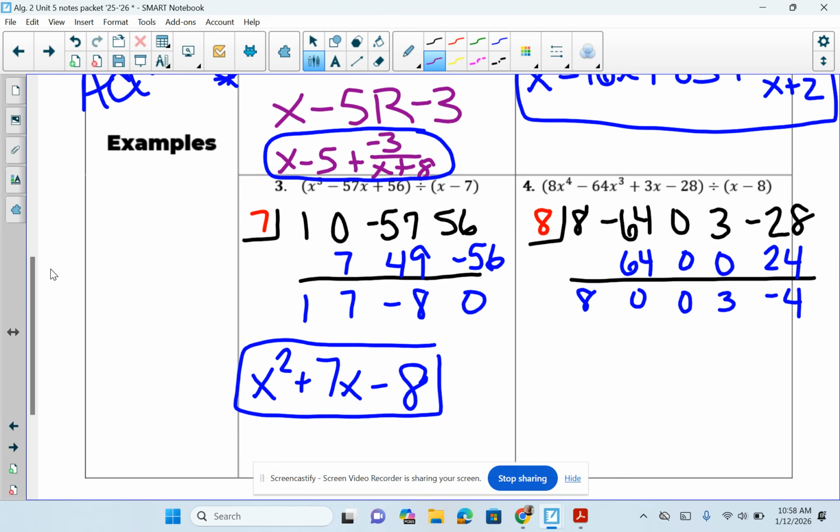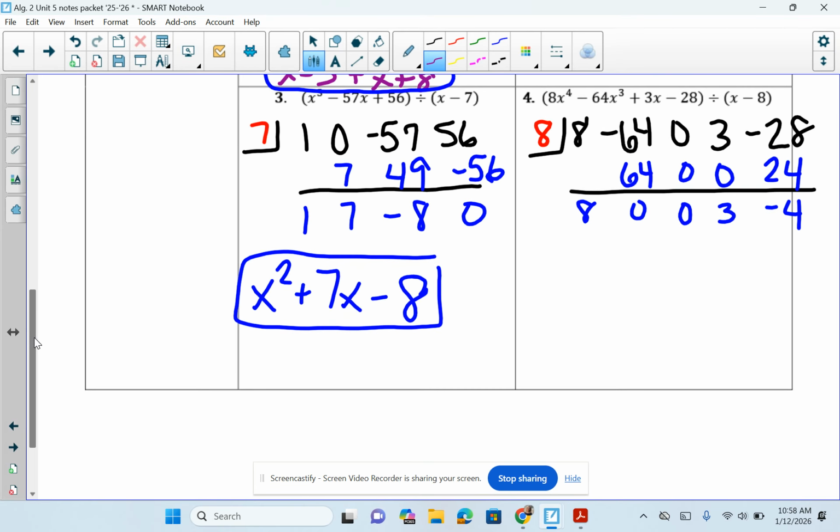Take a peek up. Does yours match what I have so far? When you go to write your final answer, your original problem was x to the power of 4, so the quotient, your answer, is going to be 8x to the power of 3, and then technically 0x squared plus 0x plus 3. And then my remainder of negative 4.